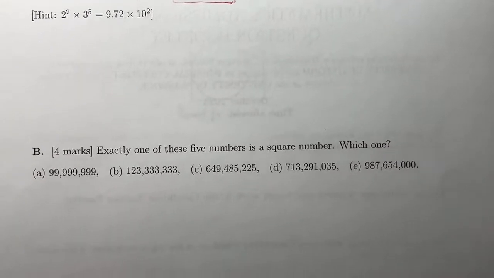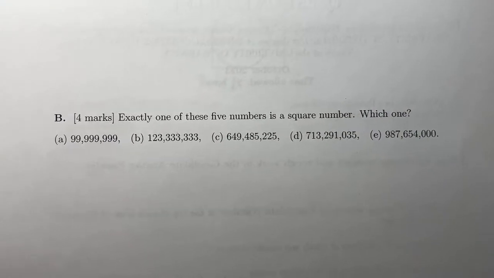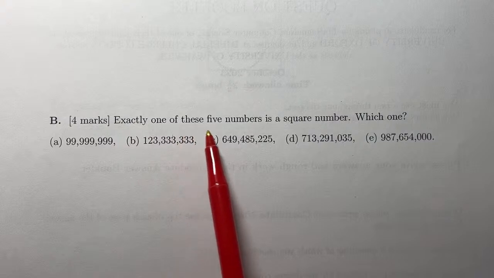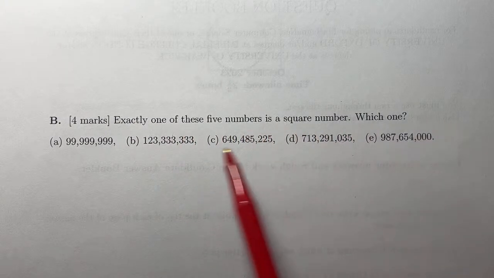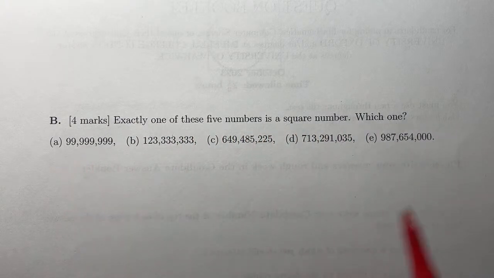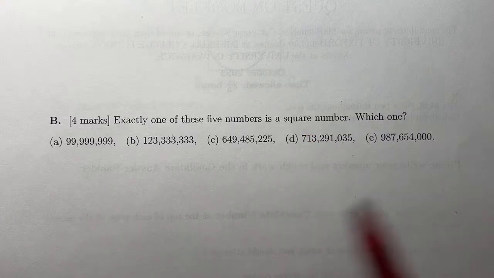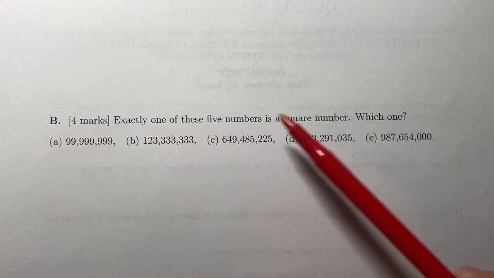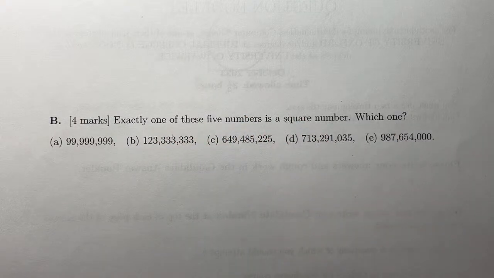And this is the one I did on my other channel. It says exactly one of these 5 numbers is a square number, and which one? So if you have seen the video that I make on Black Pen, Red Pen Math Basics, then you know the answer already. But if you haven't, you can think about it. Which of this right here is a square number? By square number, it means a perfect square. It means that if you take the square root, you end up with a whole number.